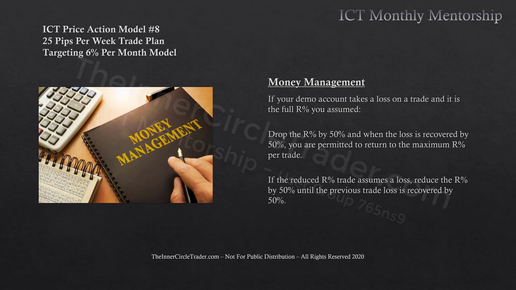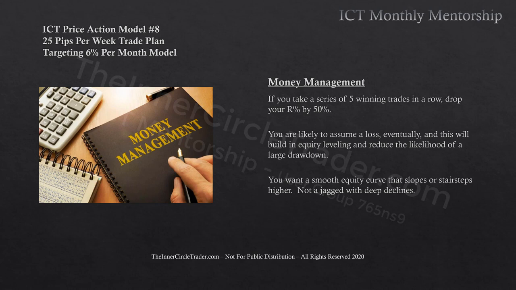If your demo account takes a loss on a trade and it is a full R% you assumed, drop the R% by 50%, and when the loss is recovered by 50%, you are permitted to return back to the maximum R% per trade. If the reduced R trade assumes a loss, reduce the R% by 50% until the previous trade loss is recovered by 50%.